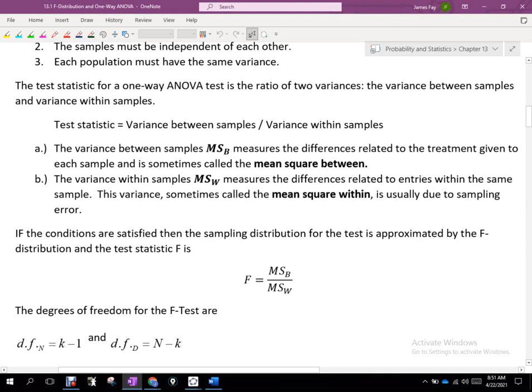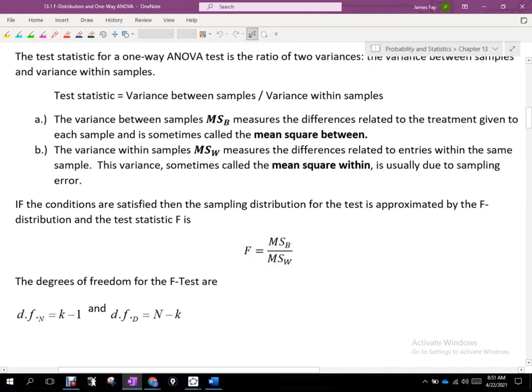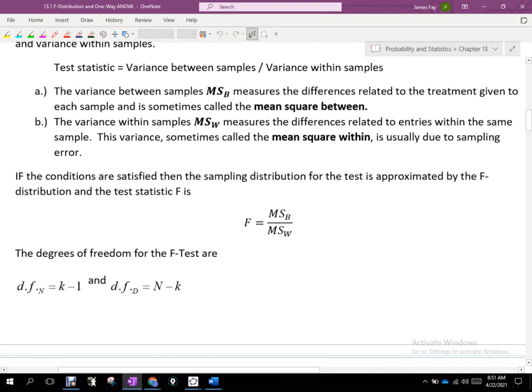Says if the conditions are satisfied, then the sampling distribution for the test is approximated by the F distribution, and the test statistic is found using this. It's the ratio of the mean square between divided by the mean square within. And the way I remember that is the B and W are alphabetical, so B up top, W on the bottom. Okay, and that'll get you the correct ratio.